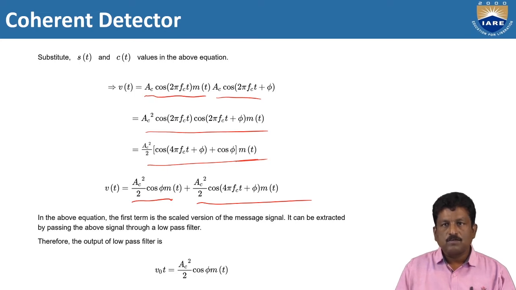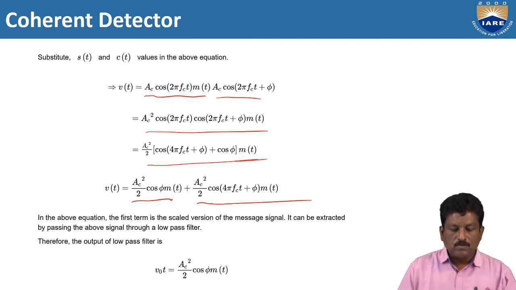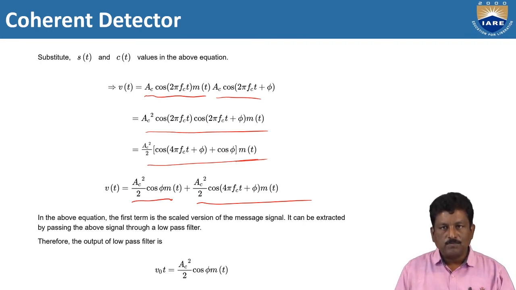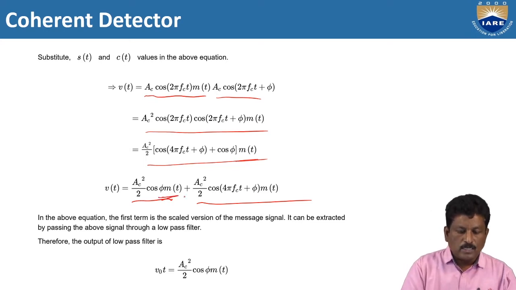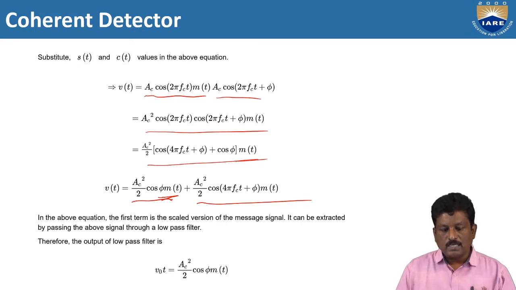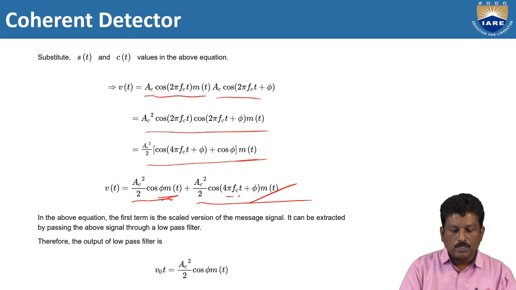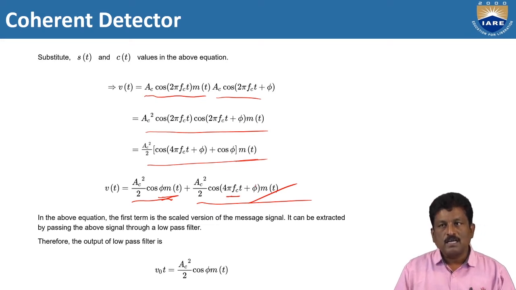With the arrangement of the low pass filter, which allows only low frequency components and rejects high frequency components, comparing these two terms, we have Ac squared by 2 cos phi m of t, where m of t is our original modulating signal. The second component, Ac squared by 2 cos (4 pi fc t plus phi) times m of t, is the high frequency component, because it is at 4 times the fc value.